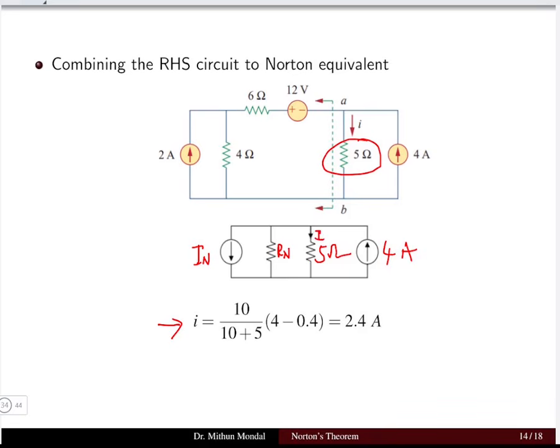For this current, you can apply the current division rule, because we have two resistances in parallel and two current sources, which will be 4 minus 0.4, because the Norton current is 0.4 and we have a negative sign, so the direction is like this. So we can determine the current, that is 2.4 ampere, which is flowing through the 5 ohm resistor. In this way we can solve the problem using Norton's theorem.